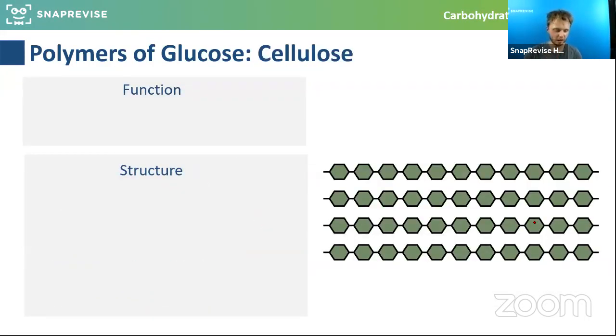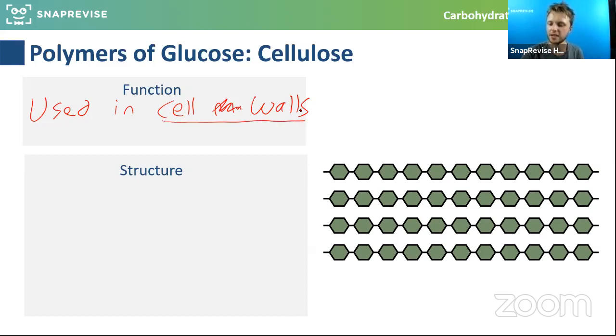In terms of cellulose, cellulose is very, very different. So cellulose, you form these long straight chains. So the function of it, and you've probably heard this before in GCSE, is it's used in cell walls. Okay, it's very, very strong. It's used in, sorry, not cell membranes, it's used in cell walls, my bad. Okay, so the function is it is used in cell walls. That's what cellulose is there for.